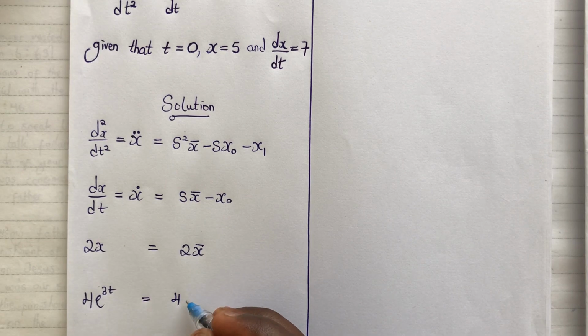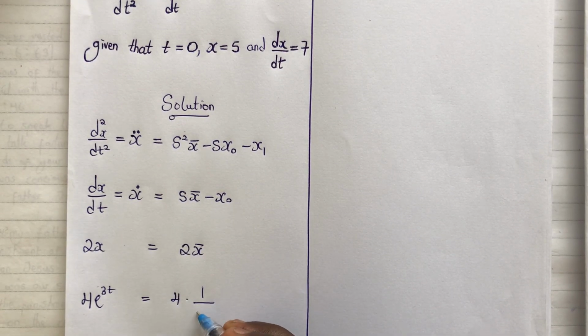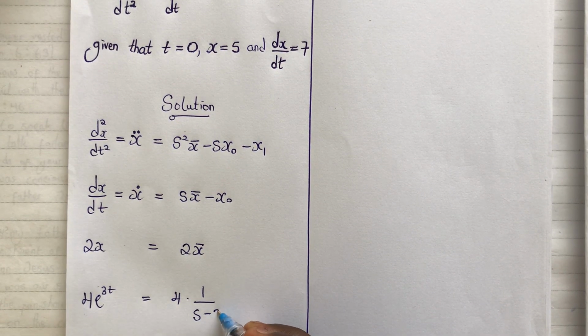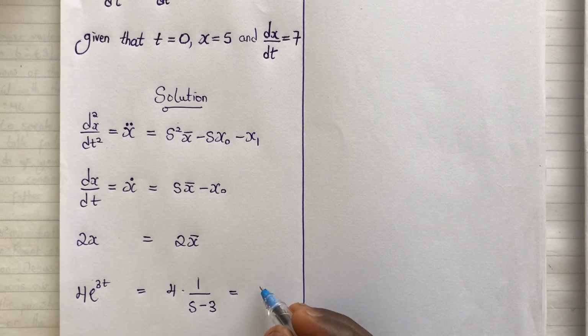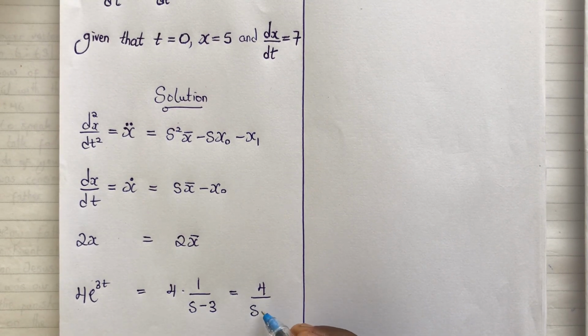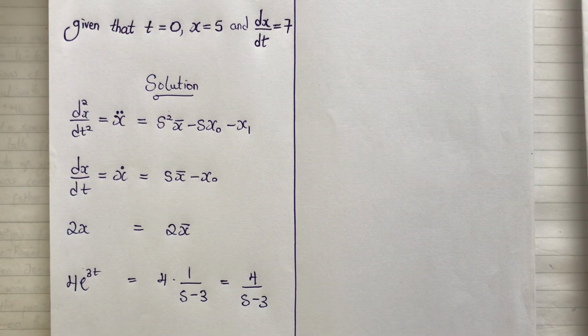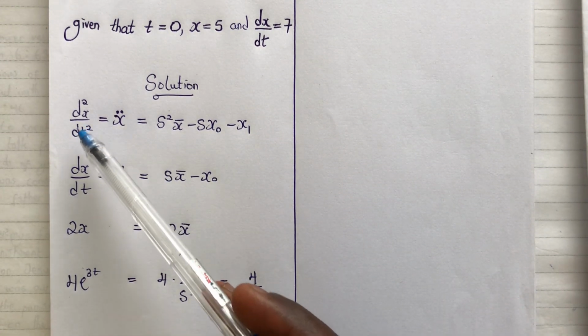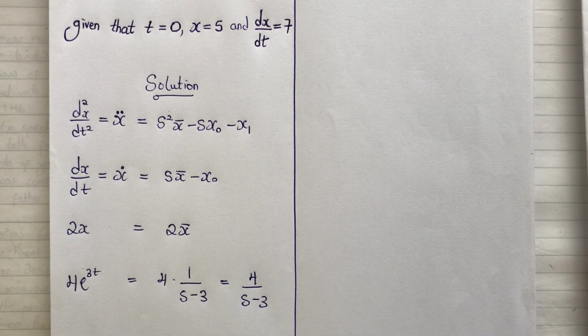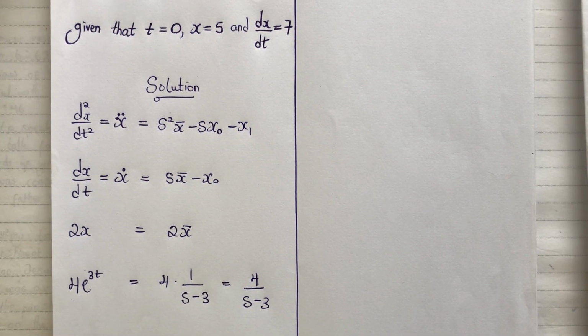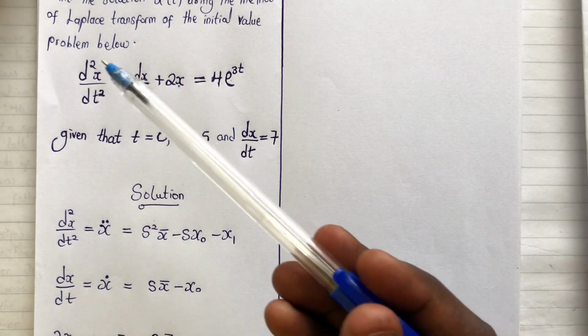It is the same as 4 times 1 over s minus 3. So now you can use this to multiply, and this result is giving you 4 over s minus 3. Now we have been able to deduce every function, each term, into its Laplace transform. The next step is to carry all this result and substitute it into the original equation, which is what we have here.